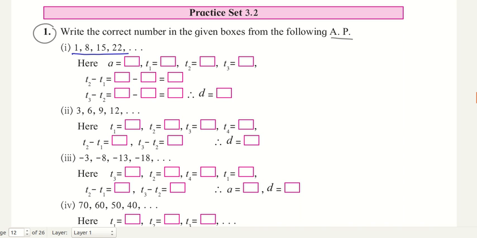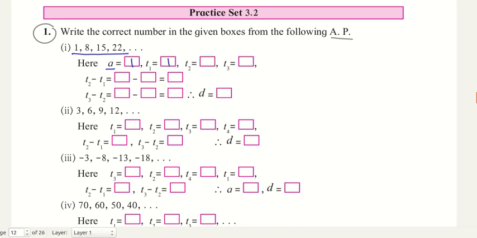So what does it mean? Now we know that a is nothing but the first term. So over here our a is 1, because a is the first term. Next, t1 is a itself, so t1 is also 1 and a is also 1. You need not get confused.